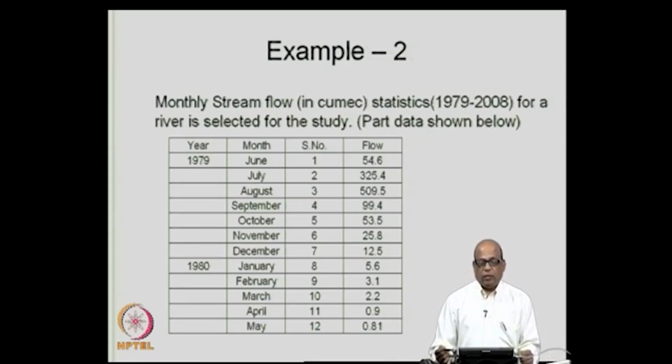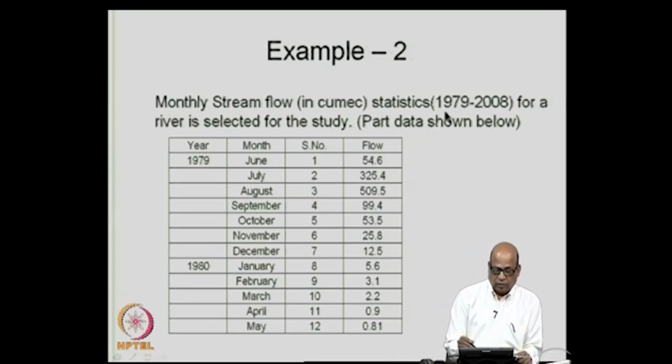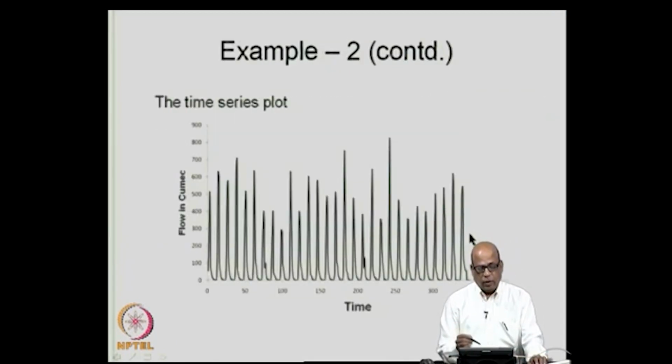Let us look at a time series. The statistics are available, let us say the flows are available from 1979 to 2008, and the monthly stream flow will be available in this form. I have shown only 1 year of data from June to May, but like this it is available from 1979 to 2008. So, you have the series of flow observed. We plot the time series first. So, you have around 340 some odd values here. You plot the time series and it looks like this.